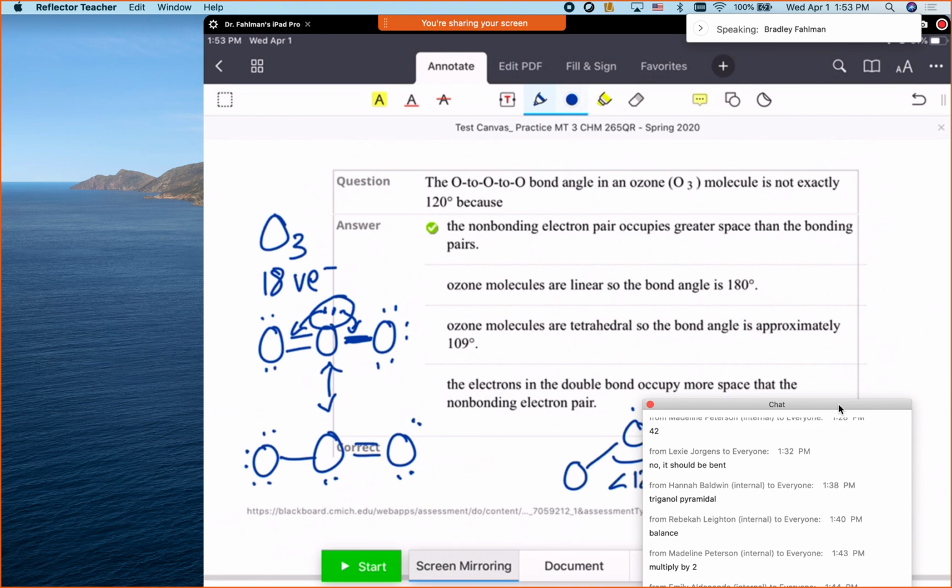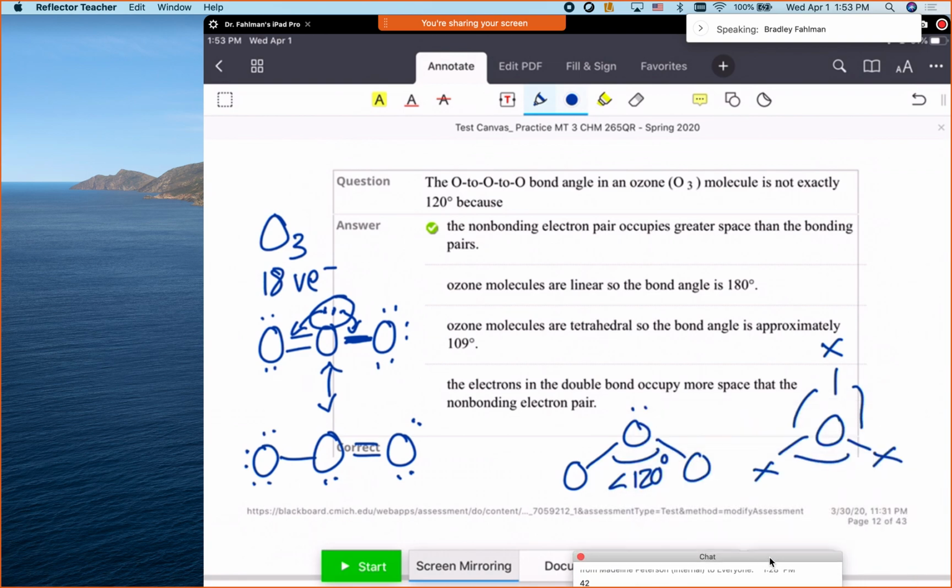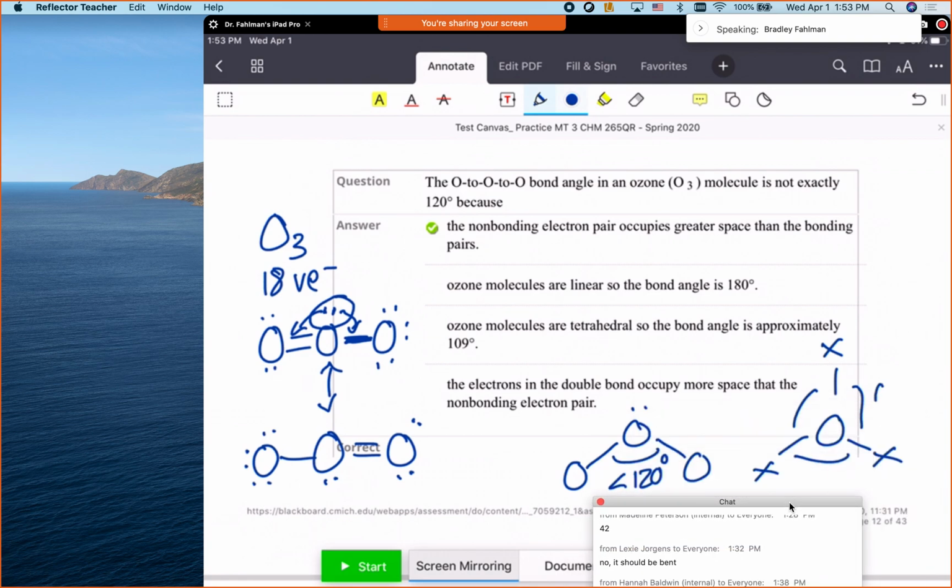Okay, so if it were this, where you have three things bonded to it, then remember, trigonal planar geometry, all the angles would be 120 degrees. But if you replace one of these with a lone pair, now you start to get repulsion here, and this angle becomes less. So it's, I don't know, maybe 110 or something like that.